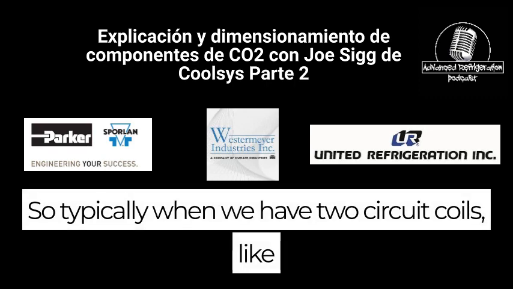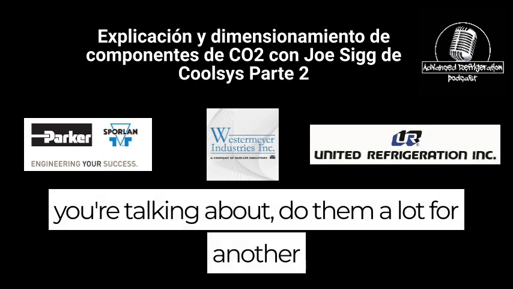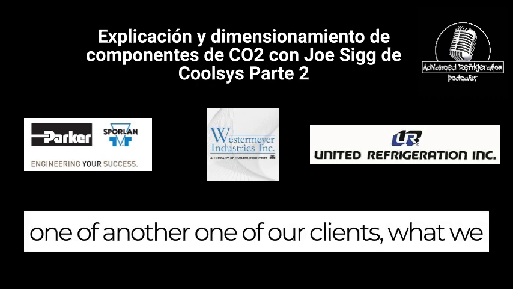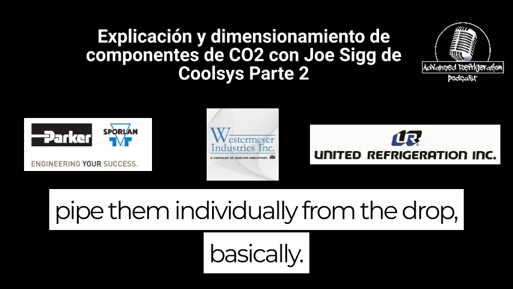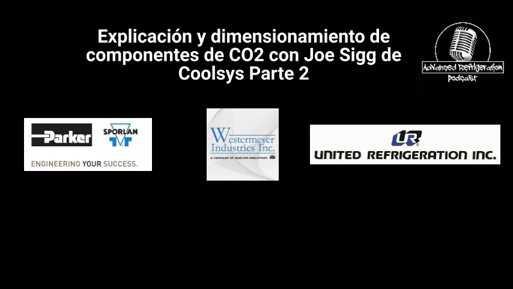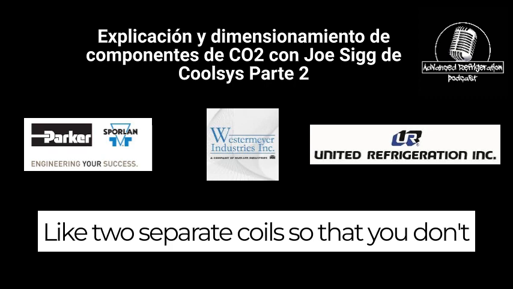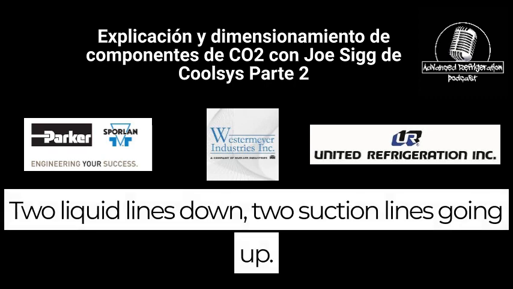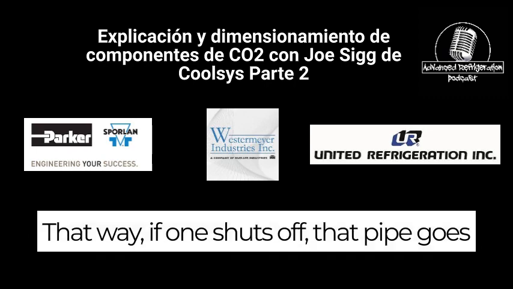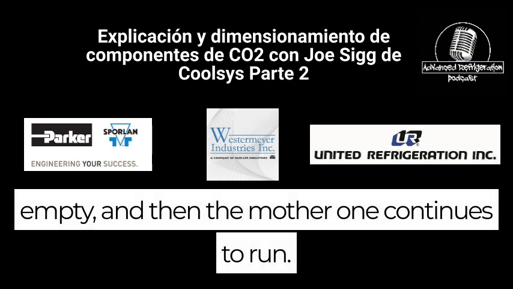So typically when we have two circuit coils, like you're talking about, we do them a lot for one of our clients. What we do is we provide two EEV valves, and we pipe them individually from the drop, basically. So you act like two separate coil circuits. Two liquid lines down, two suction lines going up. Correct. That way, if one shuts off, that pipe goes empty, and the other one continues to run.